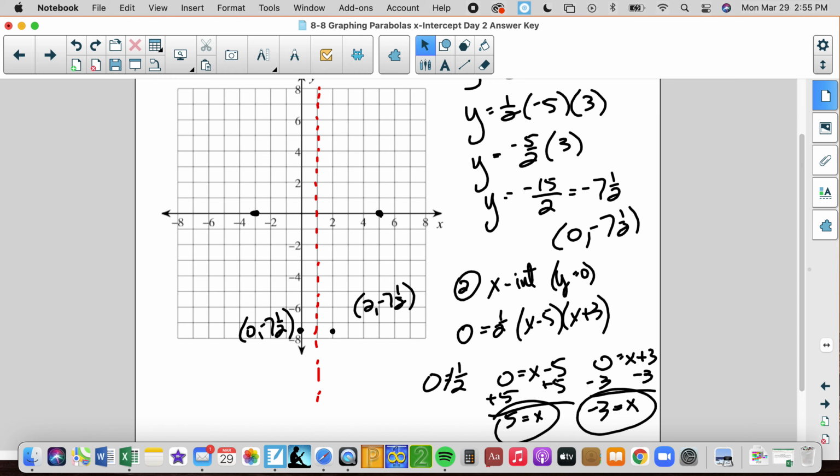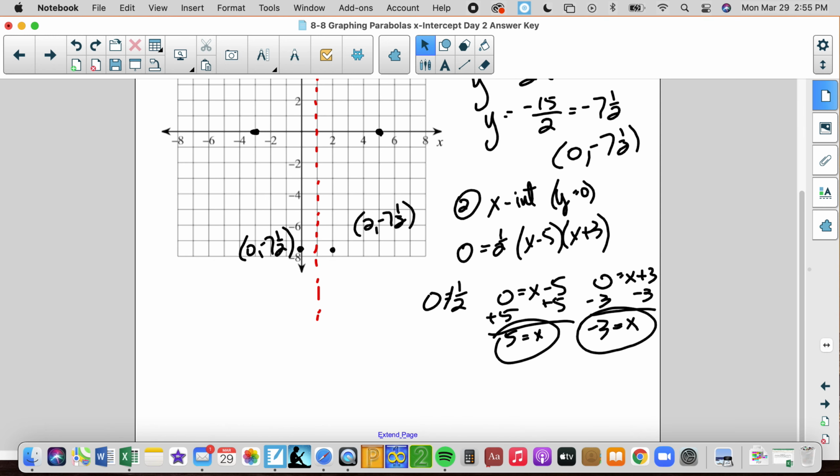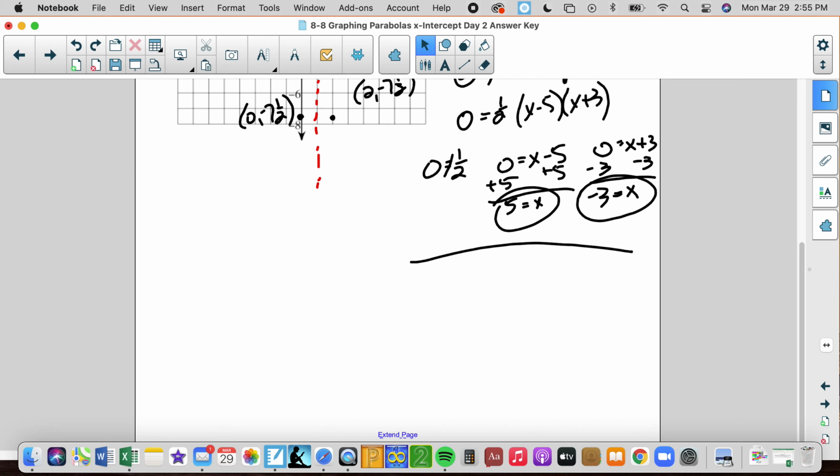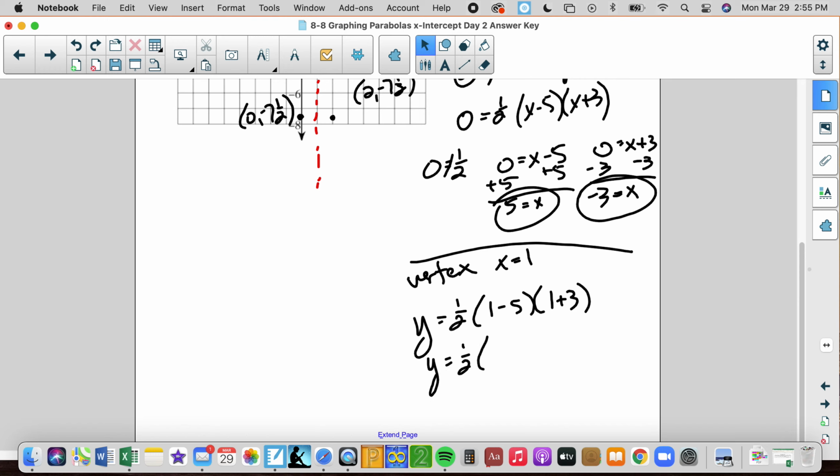Good Lord, I didn't even do my vertex. Plugging in 1 into the equation. Didn't I already plug in 1? No, I plugged in 0. So let's do the vertex. X equals 1. So we get y equals 1/2 times the quantity 1 minus 5, 1 plus 3. These will work out nice. That's negative 4, and that's positive 4. 1/2 of negative 4 is negative 2 times 4 is negative 8. So I have the point 1, negative 8.